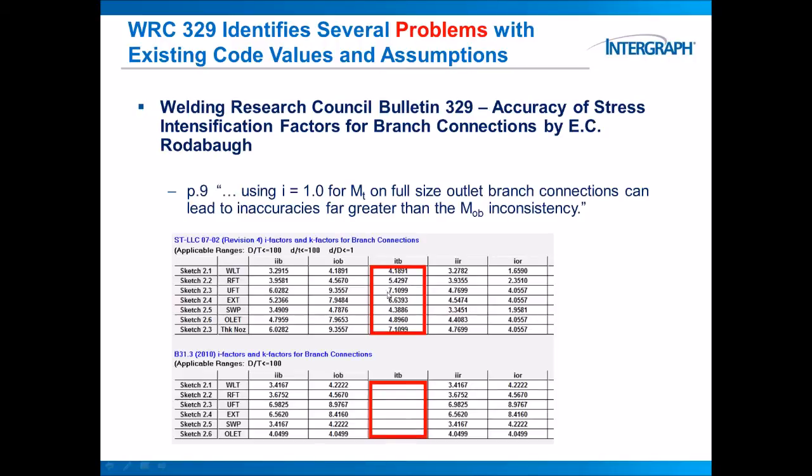So here already you're underestimating by over 7 times on the torsional moment, just because you're using inaccurate data.